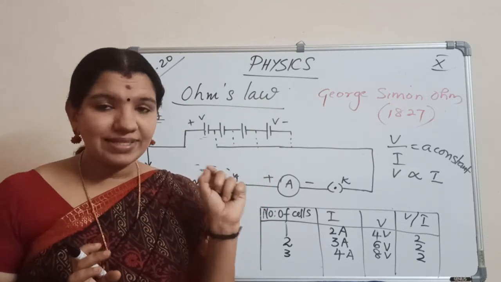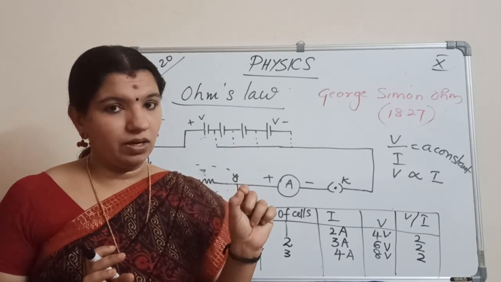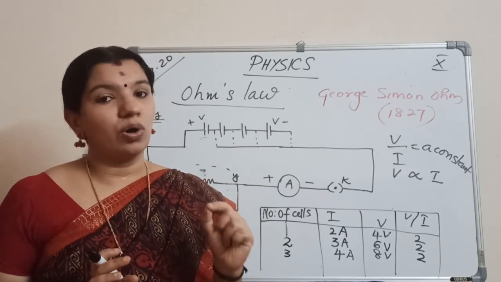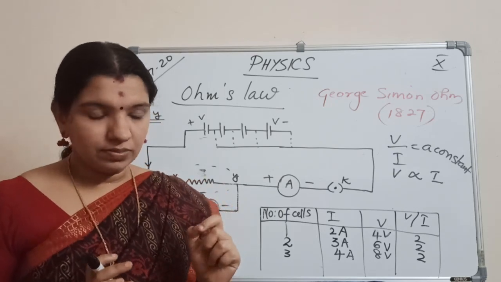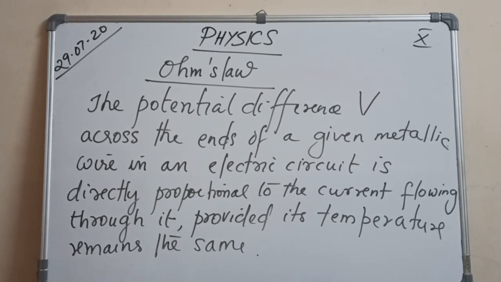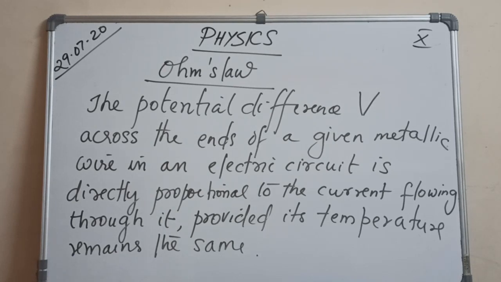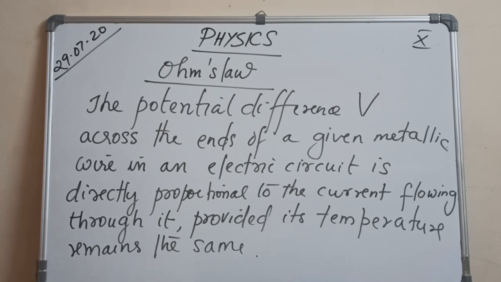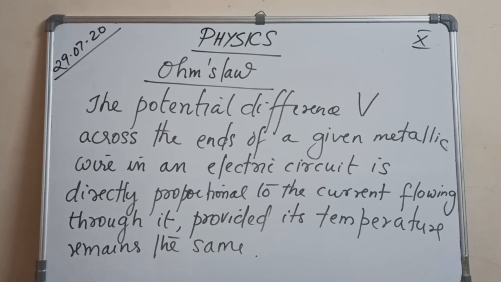Okay, so next we are going to study the statement, Ohm's law. How to state Ohm's law. So let us move to that. So please listen to the statement of Ohm's law. That is, the potential difference V across the ends of a given metallic wire in an electric circuit is directly proportional to the current flowing through it, provided its temperature remains the same.